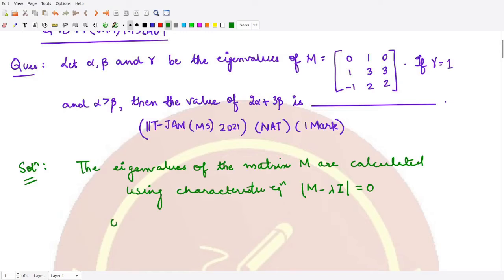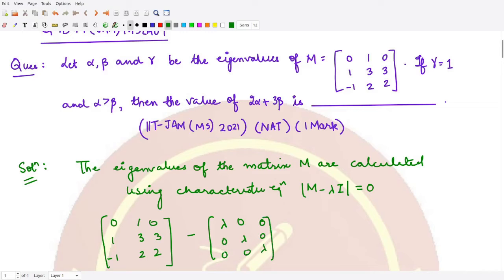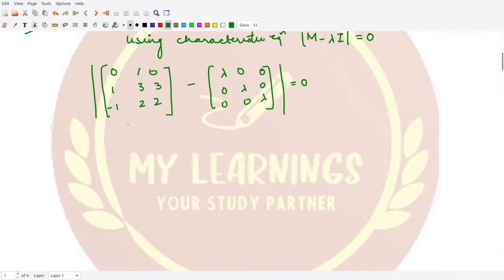What is your M? Your M is 0, 1, 0, then 1, 3, 3, then minus 1, 2 and 2. This is the given matrix M, right? Minus lambda times the identity matrix, so it is lambda 0 0, 0 lambda 0, 0 0 lambda. When we subtract them we have to take the determinant and set it equal to 0. So it is basically minus lambda, 1, 0, then 1, 3 minus lambda, 3, and then minus 1, 2, 2 minus lambda.